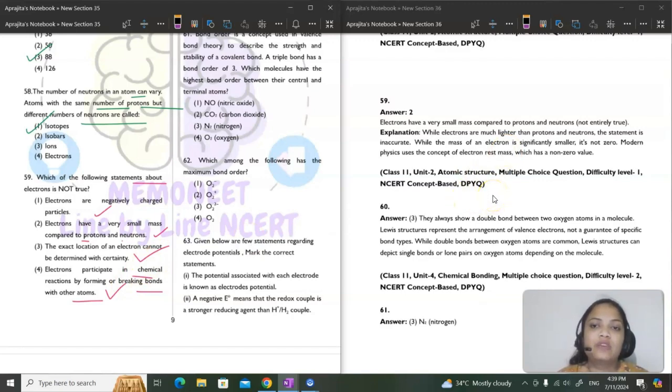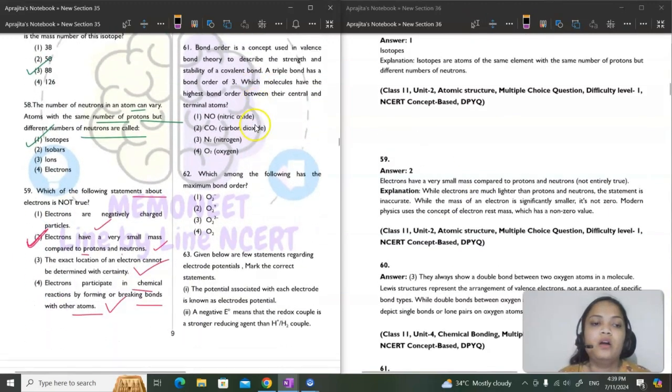So in this case we can say electrons are actually much lighter than protons and neutrons. The mass of an electron is significantly smaller, but it is not zero. So that's why we will say the second statement is not true. So the answer is option 2.